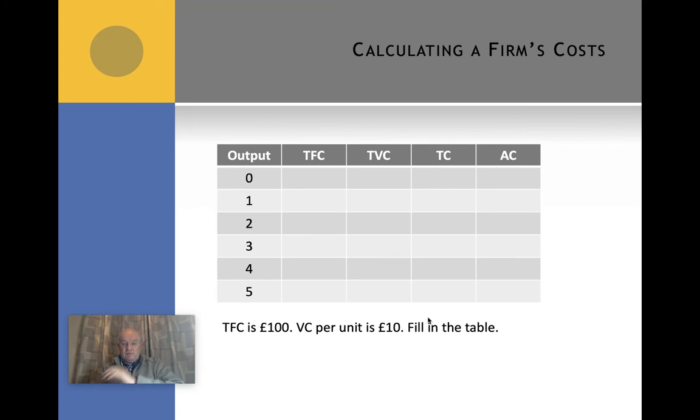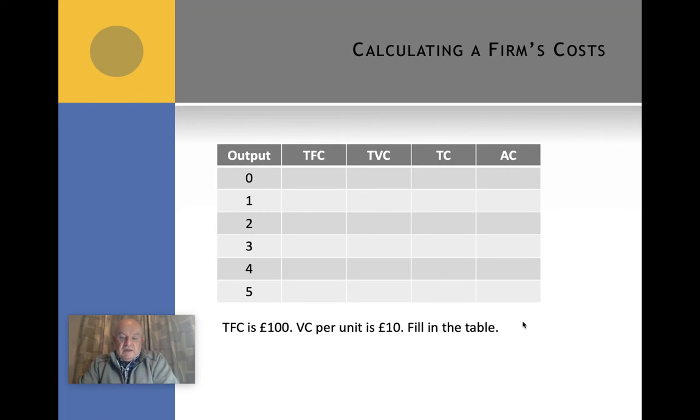So if we take a look at how we might calculate a firm's cost, now you might think, how the heck can we actually fill all this in with so little information? Well, it's pretty straightforward, really. If we've been told our total fixed costs are £100, okay, and our variable cost per unit is £10, we should be able to fill in that table. And I'll give you some time, just have a go at completing that, okay? Total fixed cost, what is your total variable cost, what are your total costs, and then also what is your average cost. And you should be able to calculate that with the small amount of information that you've been given there. Okay, so I'll give you some time to do that, and then we'll move on to the next slide and we'll take a look at what that looks like.